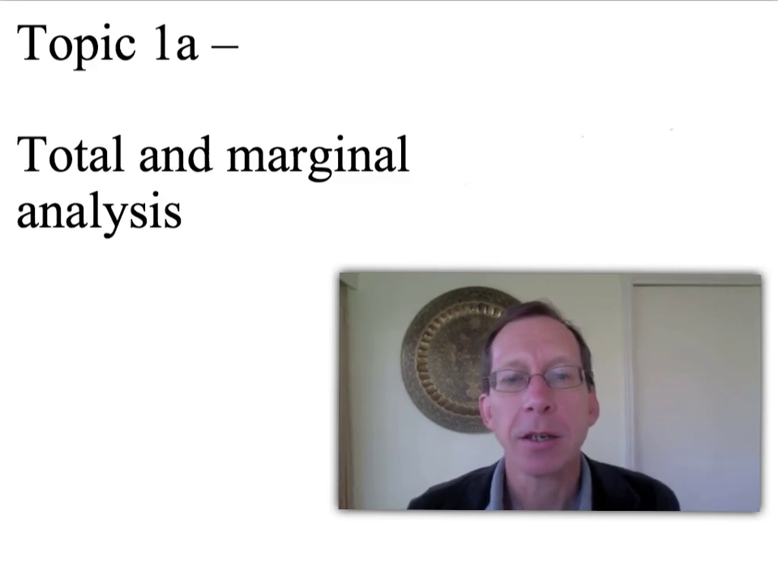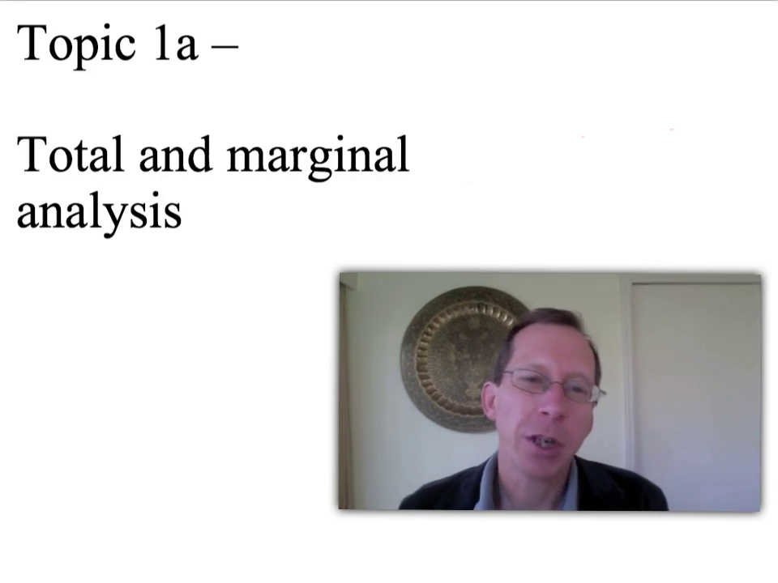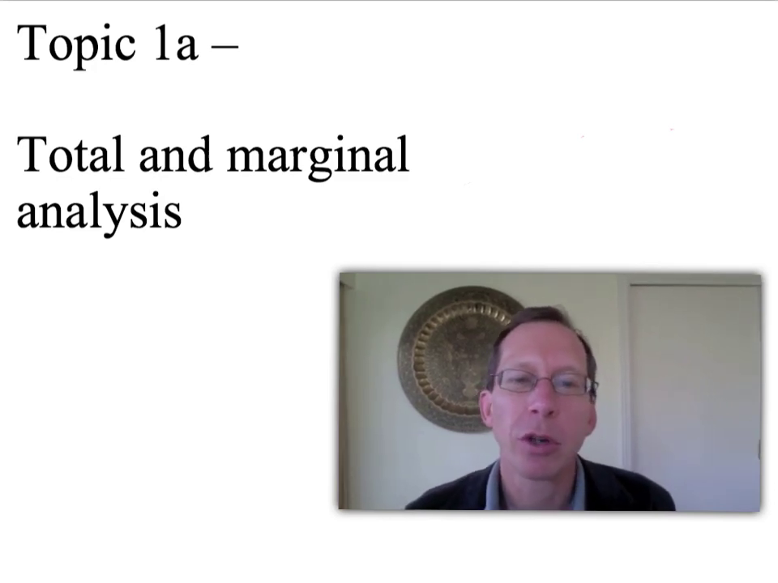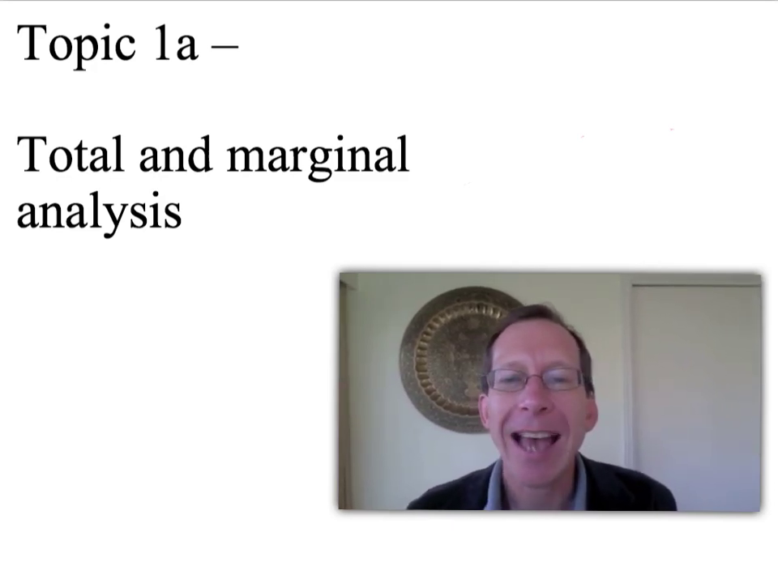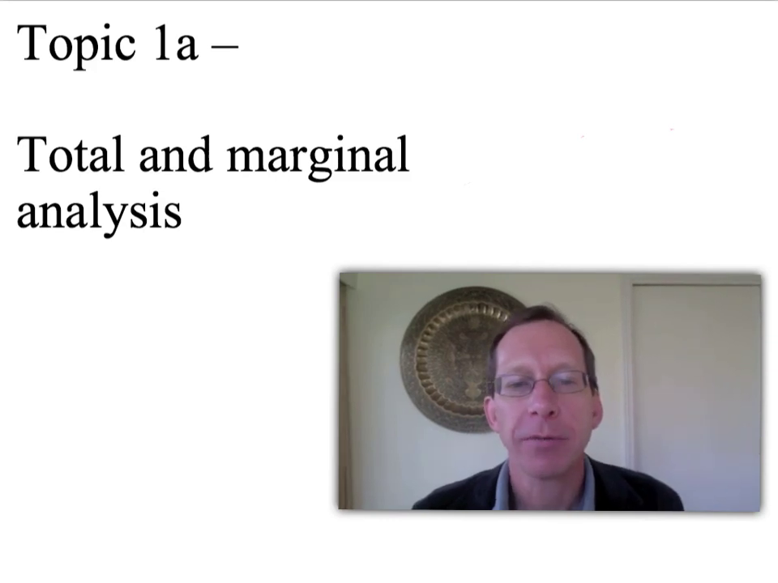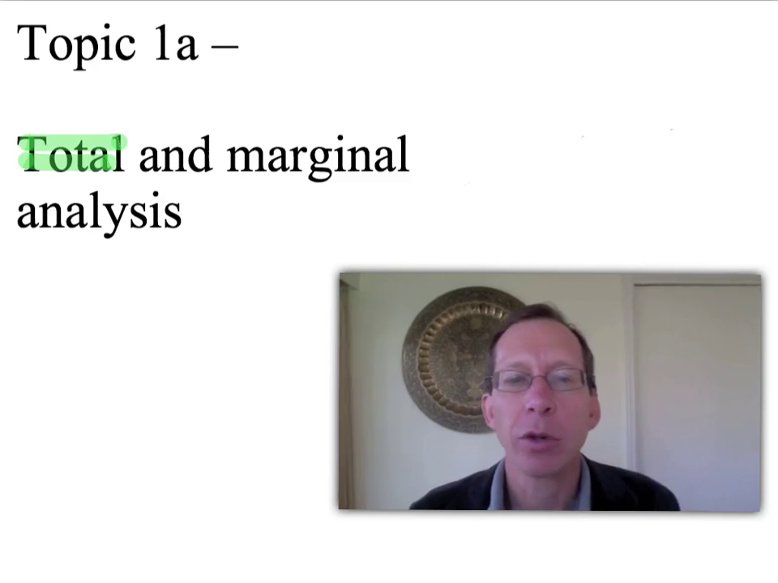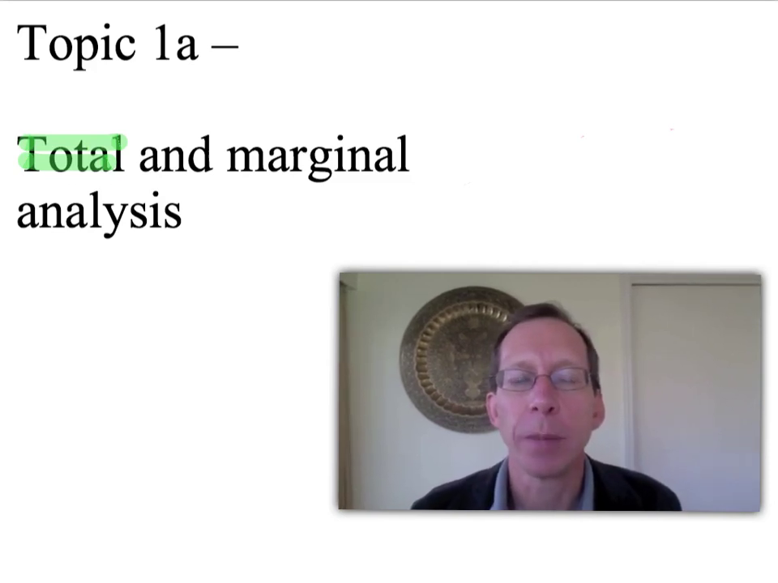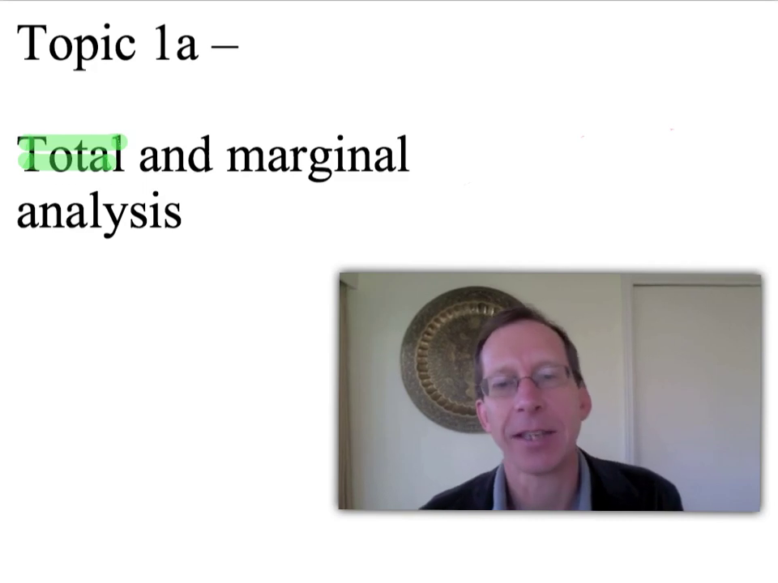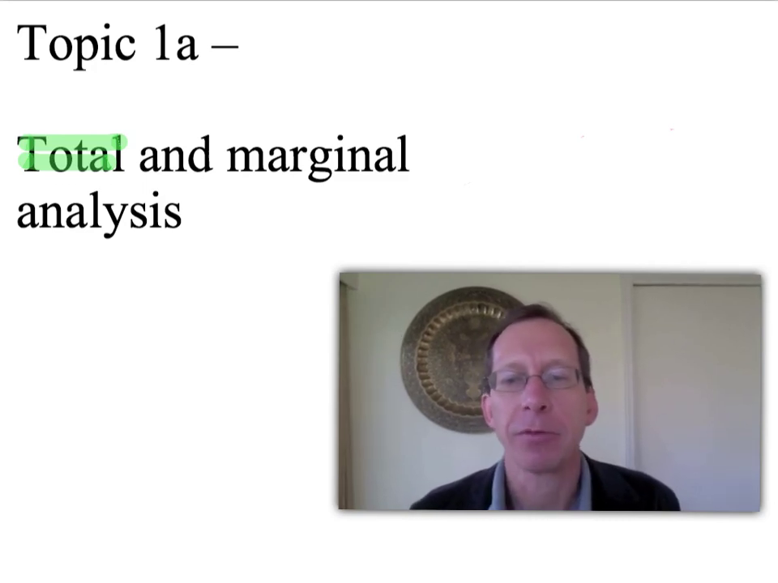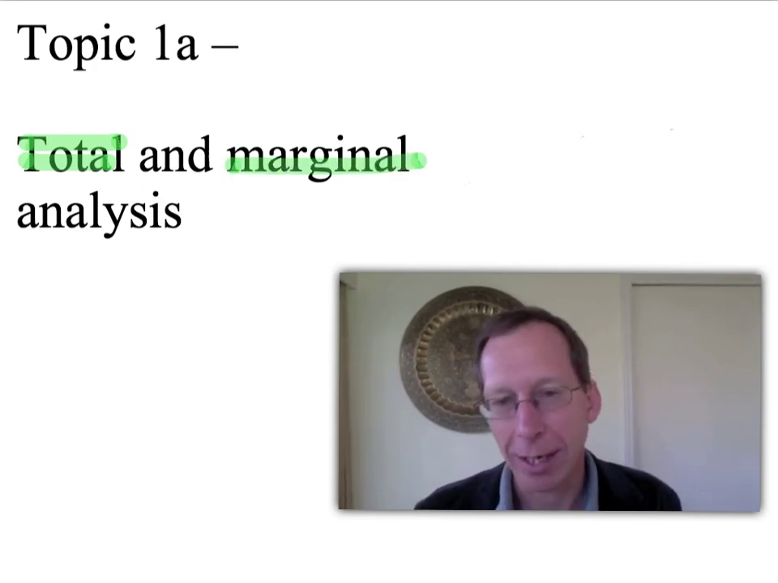Broadly speaking, choices can be divided into two separate groups. The first type of choice is about whether or not an individual should do something at all. This type of decision requires total analysis. The second type of choice is about whether or not an individual should do a bit more or a bit less of something. This type of choice requires marginal analysis.